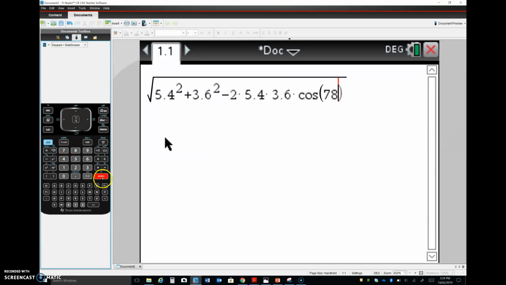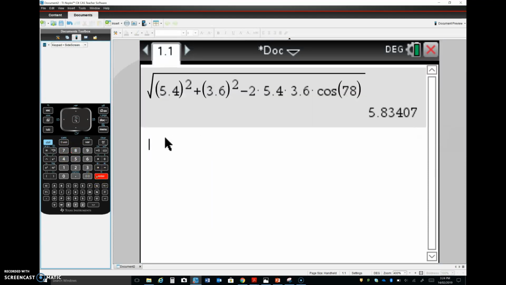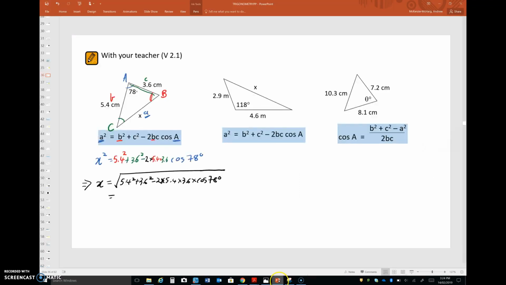So we're looking here for 5.83. We'll just say 5.8. We'll go to one decimal place this time. So x is 5.8 centimeters, which seems reasonable. It's always good to think, does 5.8 fit with this diagram? Yeah, it looks like the longest side here. Looks a bit longer than B, so 5.8 seems reasonable.